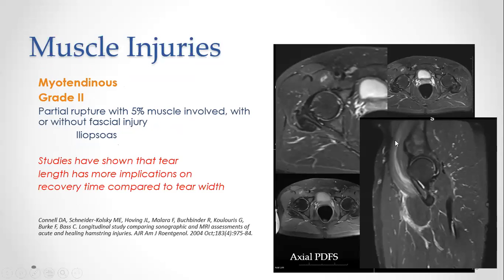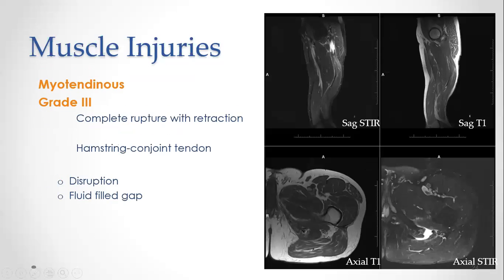Studies have shown actually the length of the tear is more important than the width of the tear. A study was published by David Connell in HAR showed that the longer the tear in the craniocaudal dimension, the longer the recovery of this player before they return to sports.